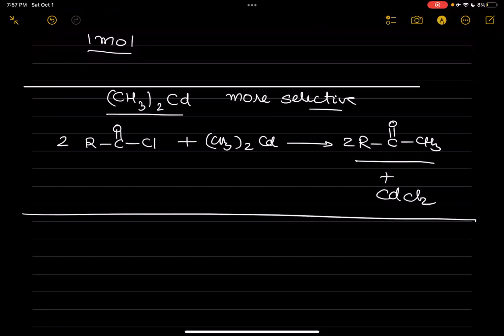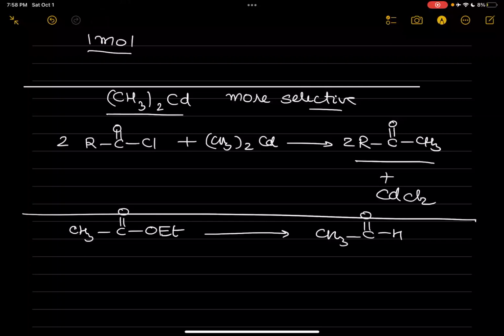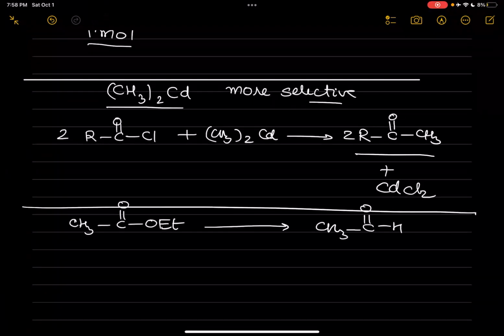Now you can do the same thing for esters also. Esters are also the same. CH3COOEt. From esters, how are you going to end up with CH3CHO? First of all, tell me this: just one H. Which is the reagent? H2 and cadmium?